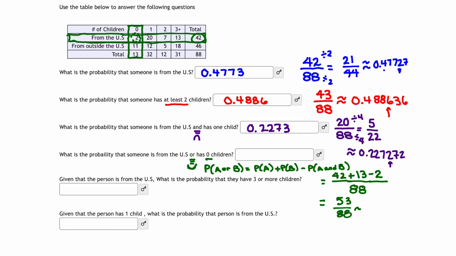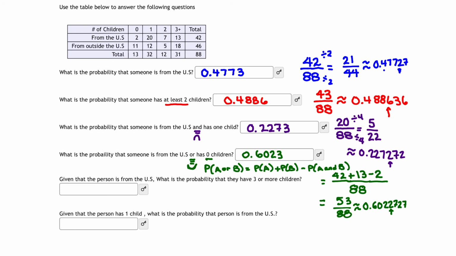That probability is approximately 0.60227727, etc. We're going to the 4th decimal place, so that's going to be 0.6023. And that's the 4th question. Moving on to question 5.